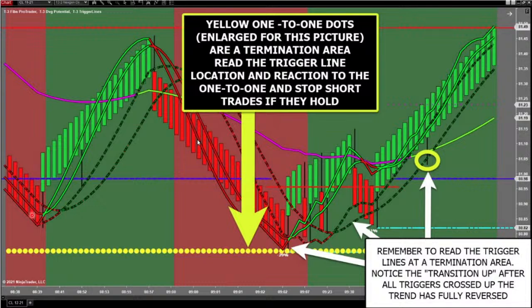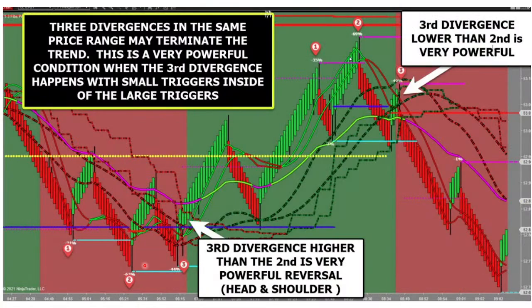And it's going to help you by using the small chart, identify the change that you can't see on a large chart. Because sometimes the large chart turns from nowhere. And it seems odd, but your smaller chart will give you the little heads up. 3 divergences in the same price range may terminate a trend.